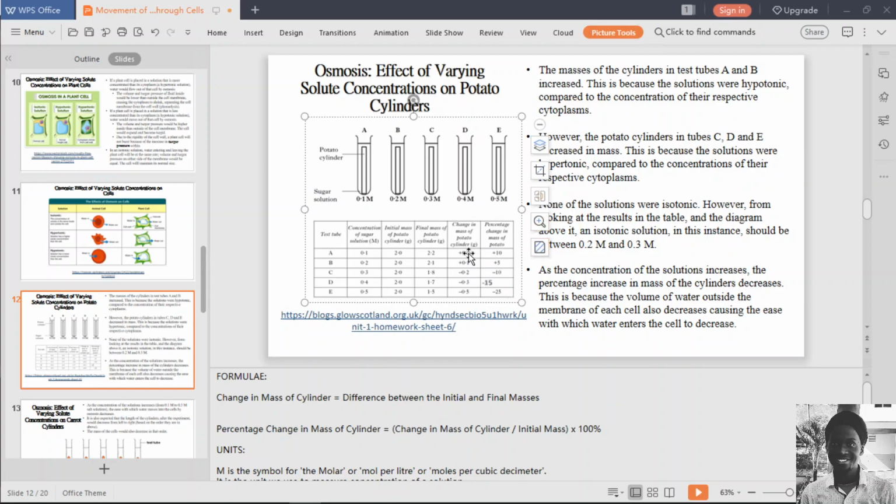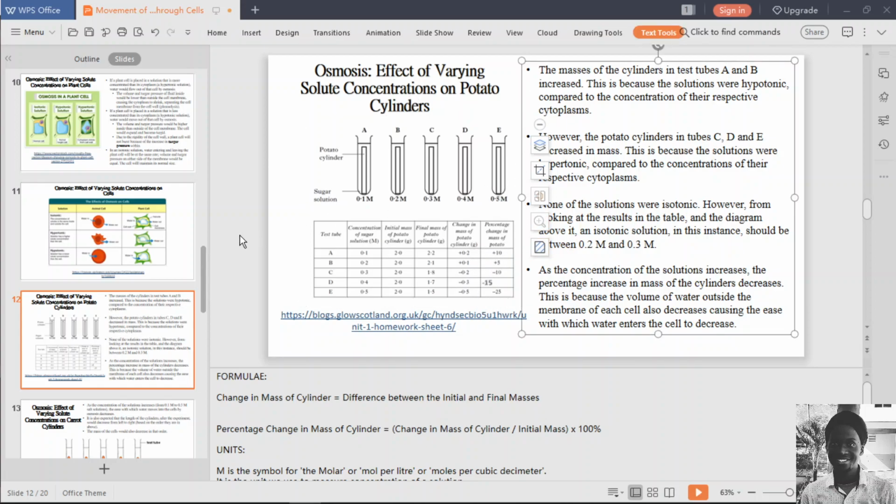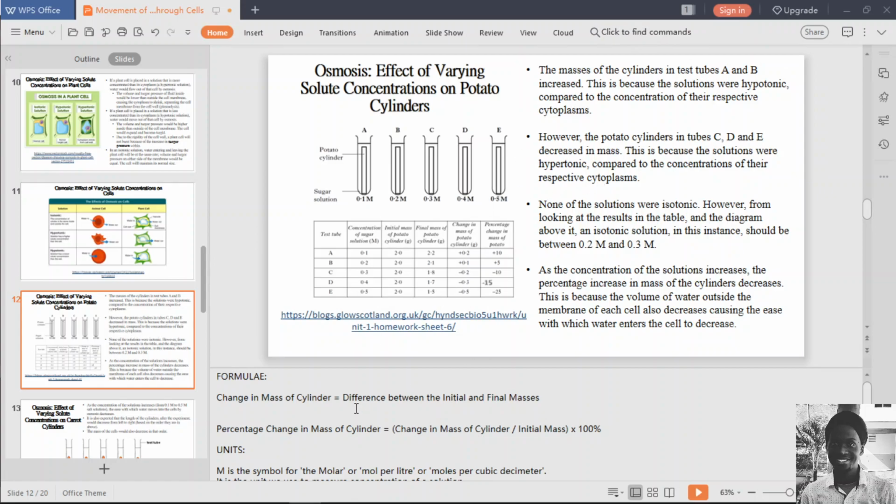Okay, so let us really analyze this. By the way, look at the formula here. The change in mass of the cylinders is the difference between the initial mass and the final mass. So you take the final mass and subtract the initial mass from it, then divide by the initial mass and multiply by 100% to get the percentage change. Change could be increase or decrease. That's why you have the plus sign for increase here, the negative sign for decrease.